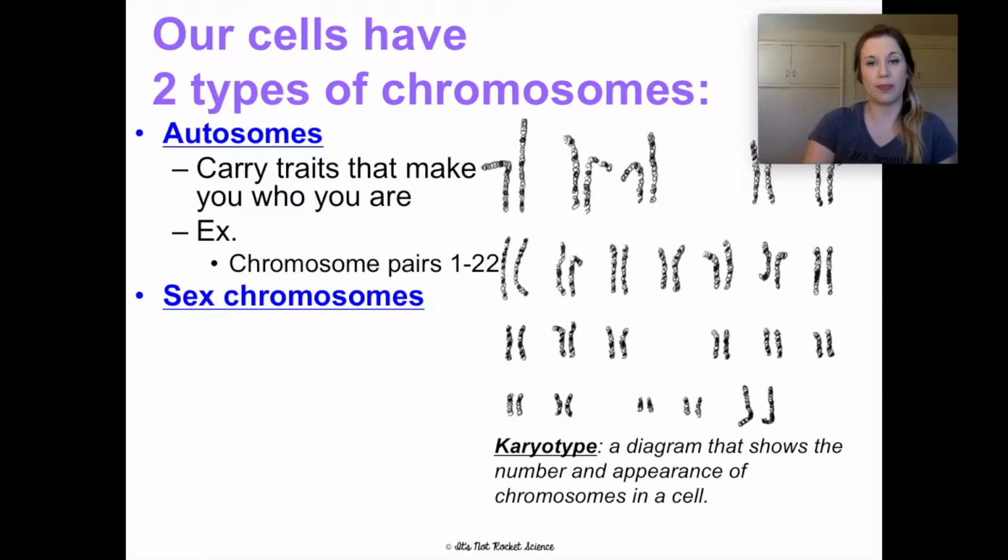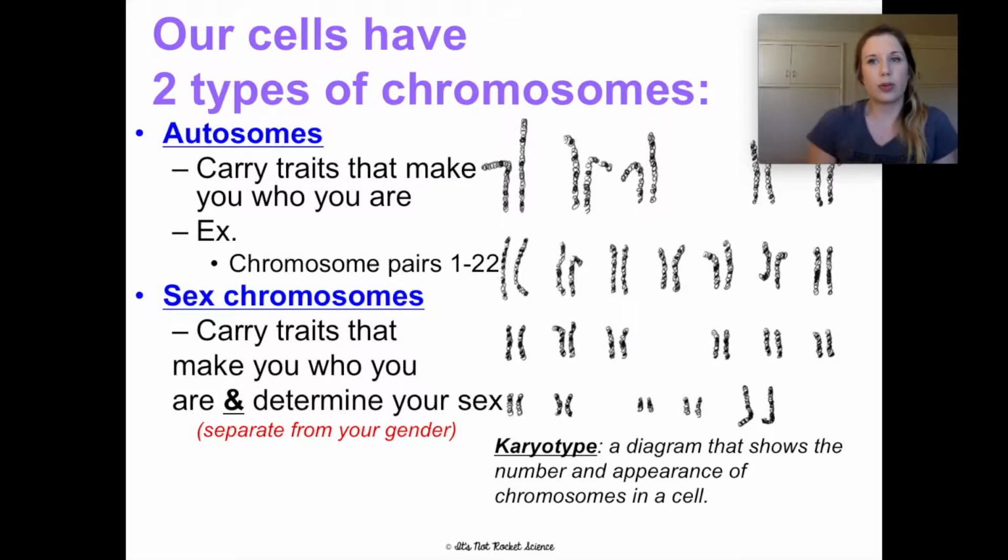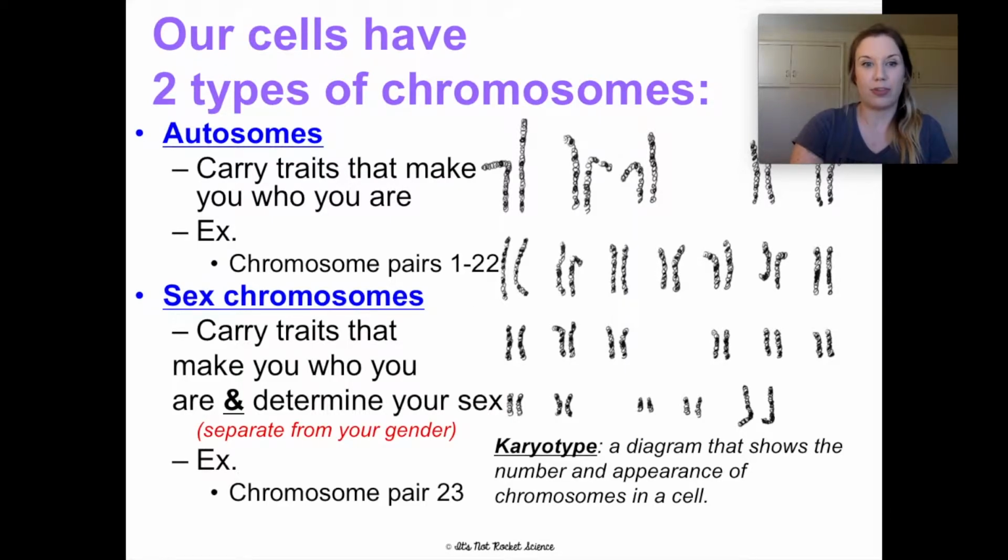Now, the second type of chromosome is called a sex chromosome. And sex chromosomes carry traits that make you who you are as well, but they also determine your sex. And this is separate from your gender. I'm not going to get into a big discussion about that, but just know sex and gender are 2 different things. So the example of your sex chromosomes is chromosome pair number 23 over here. And so you will either be born with 2 X chromosomes, which will then make you biologically a female, or you will receive 1 X chromosome and 1 Y chromosome.